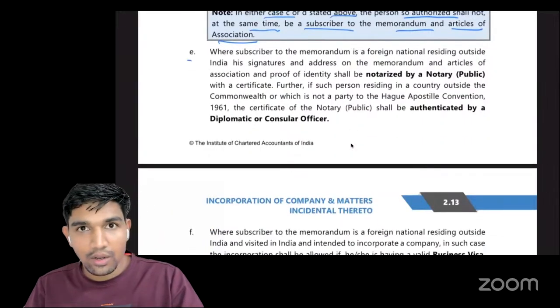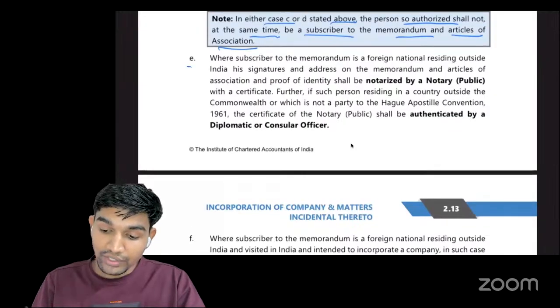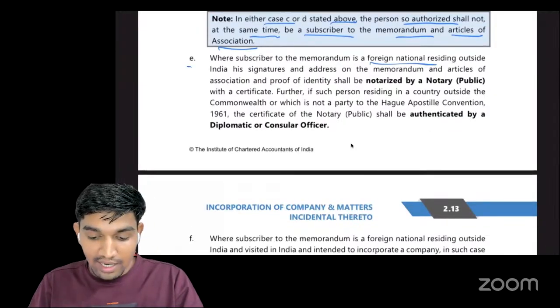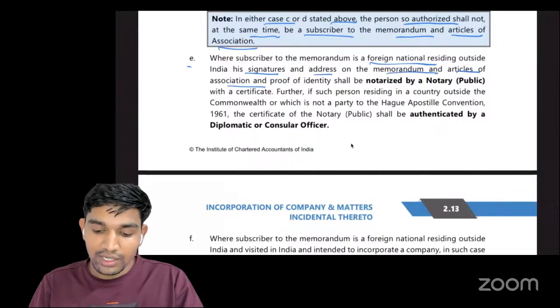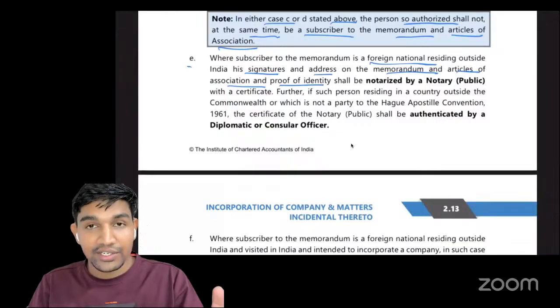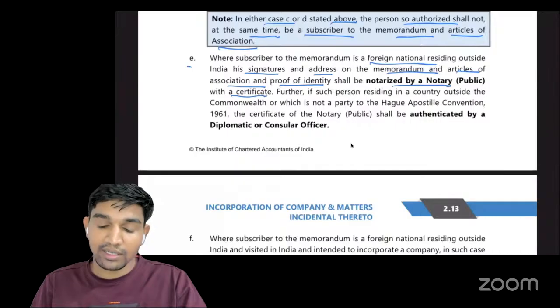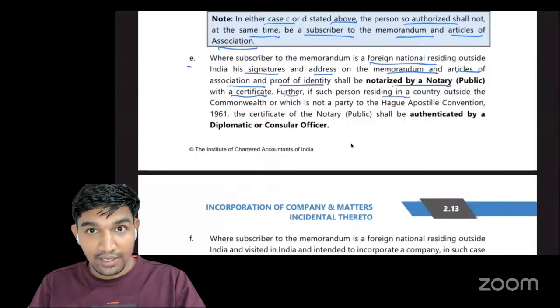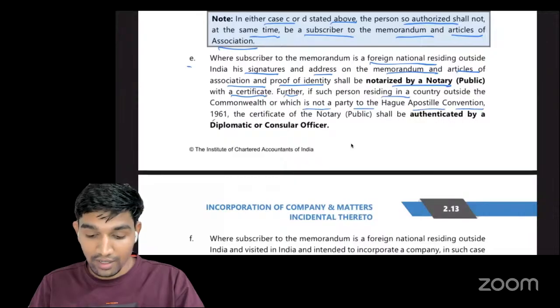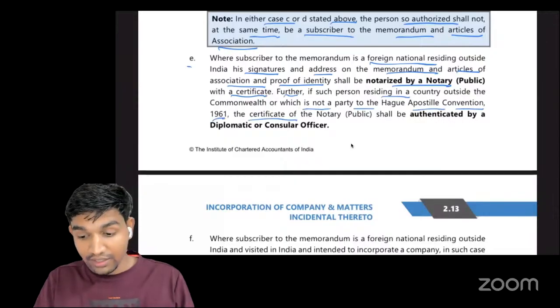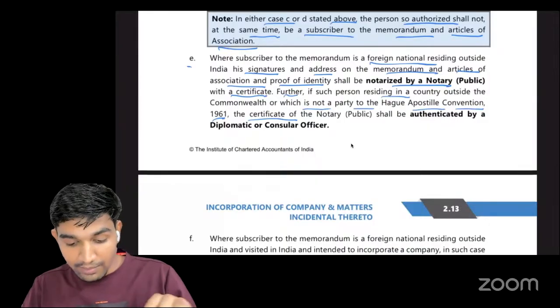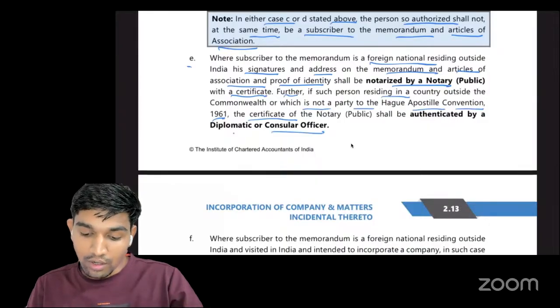Where the subscriber to the memorandum is a foreign national residing outside India, his signature and address on the memorandum and articles of association and proof of identity shall be notarized by the notary public with a certificate. Further, if such person resides in a country outside the Commonwealth or which is not a party to the Hague Apostille Convention 1961, the certificate of the notary public shall be authenticated by a diplomatic or consular officer.